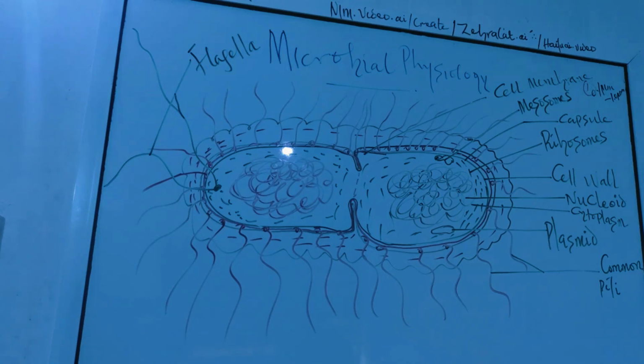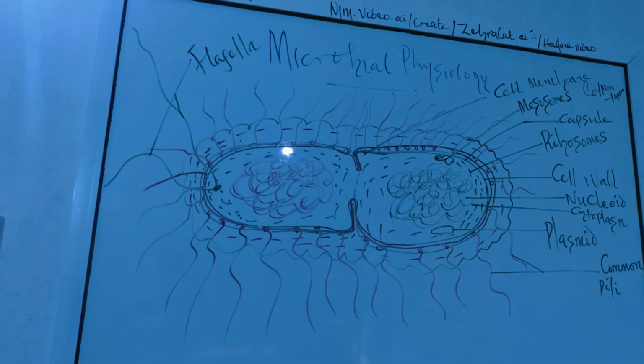It has a flagella. Then I want you to pay attention to the ribosomes. The ribosomes here are scattered. They are not localized. And if you look at the structure of a typical bacterial cell, there's nowhere you talk about Golgi apparatus. Nowhere you talk about endoplasmic reticulum.